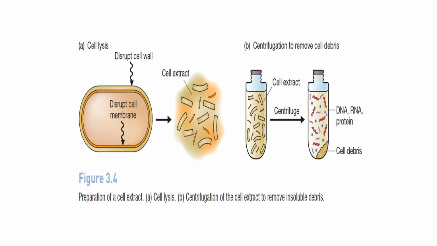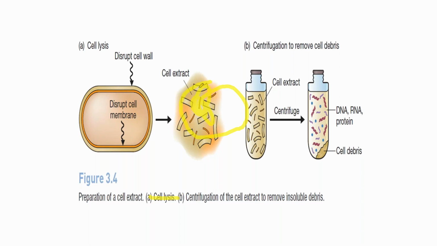This is what it means, all about. What we have discussed till now, this is the pictorial representation. Fine. You have cell lysis disrupting the cell wall. Fine. You have the cell extract here. You can see the cell extract here. That is the preparation of a cell extract. The first step is cell lysis.